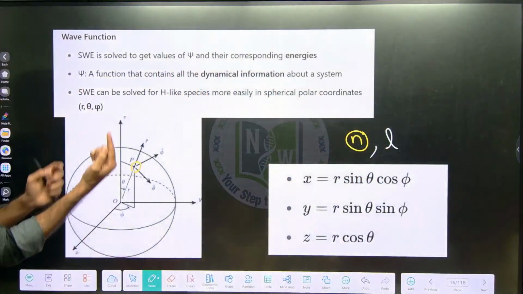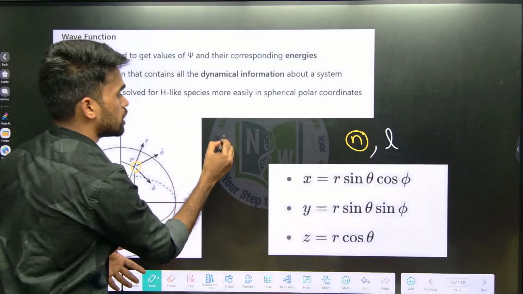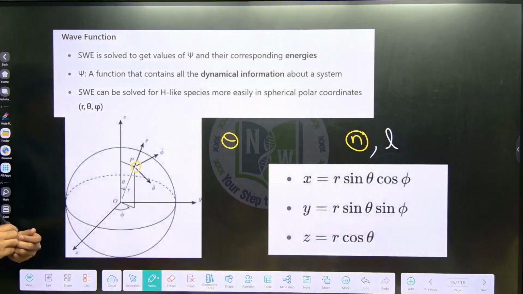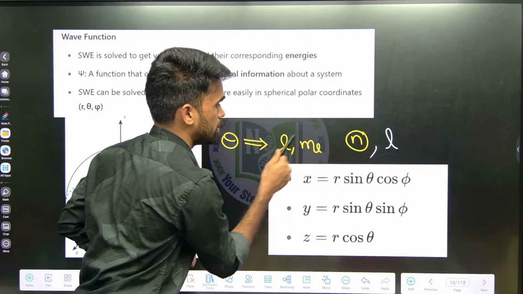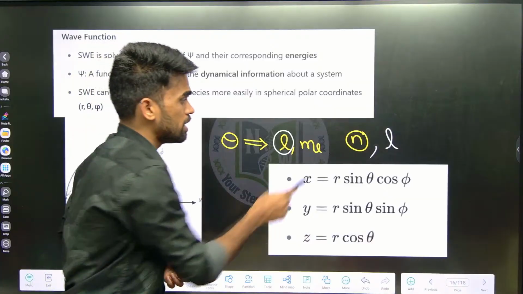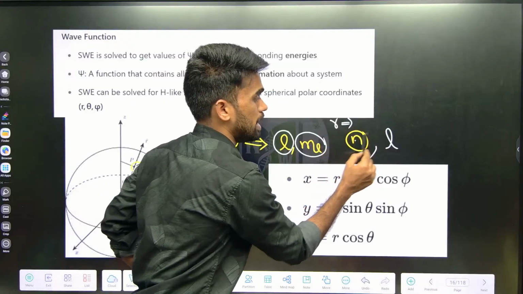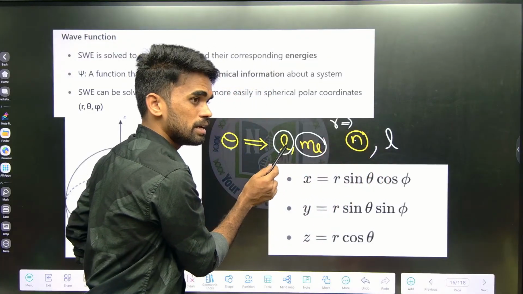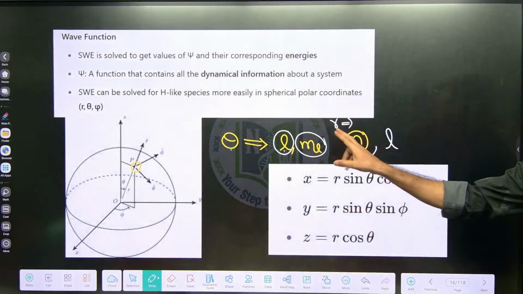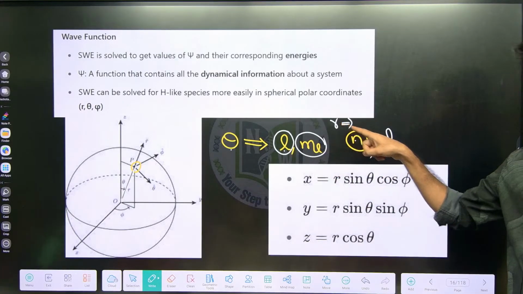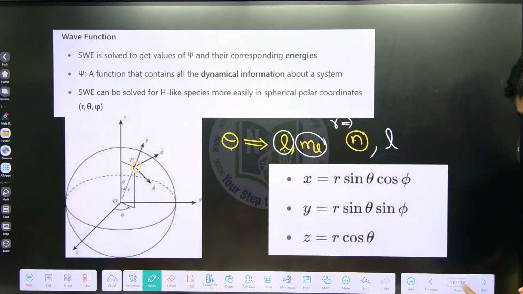And one more thing, the electron is revolving around the nucleus with some angle like this. That is called the angular part, the theta part. From this theta part you are going to get L and ML. L means angular quantum number, ML means magnetic quantum number. So from the radial part you get n and L, from the angular part you get L and ML. How they are obtained is not required, but remember these lines: from the radial part, n and L.